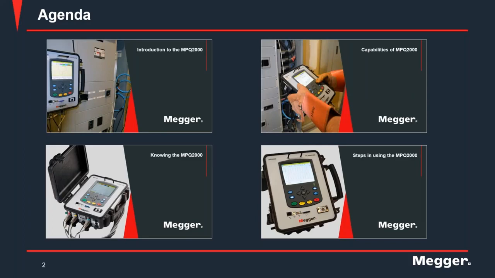So the presentation is divided up into these 4 sections. We'll start off with a short introduction to the MPQ2000. We are going to look at the different capabilities of the instrument. We are going to familiarize ourselves with the instrument in the 3rd section, and eventually in the 4th section, we're going to see how we use the MPQ2000 to do a power quality analysis or a power quality study.